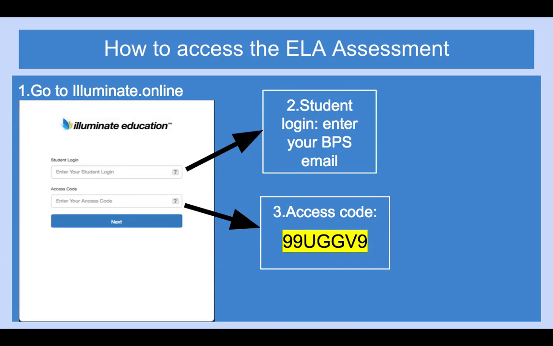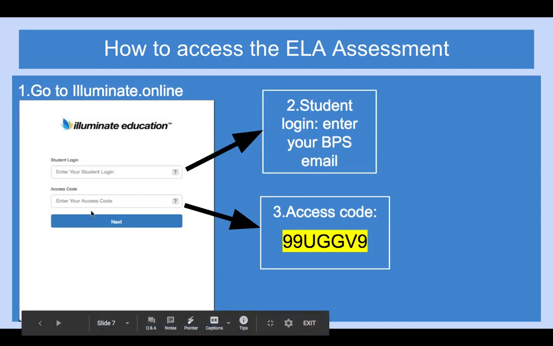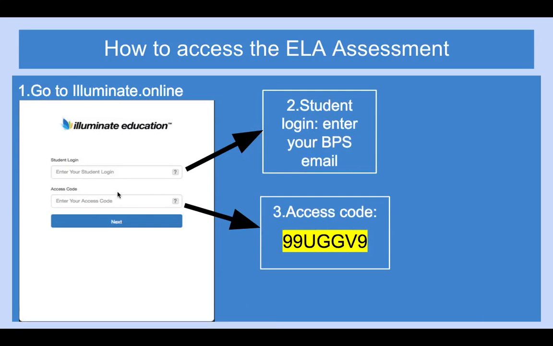As a reminder, to access the assessment today, you go to illuminate.online. Your screen should look like this. If it does not look like this, then you are not on the correct website, and you will then enter your BPS email as your student login and the access code for today.